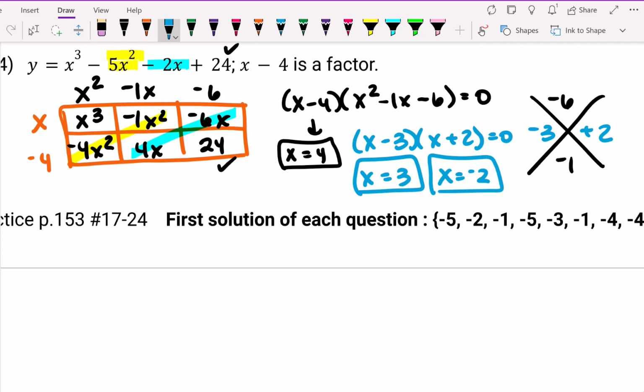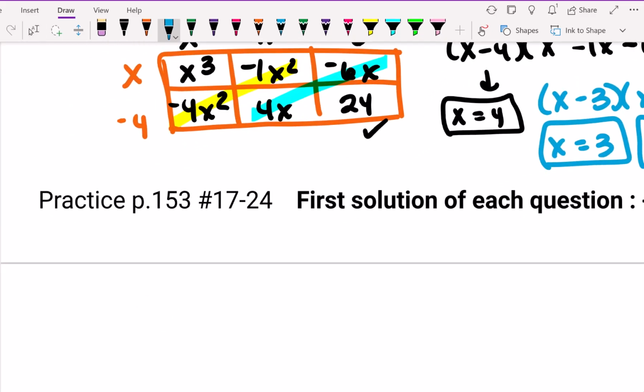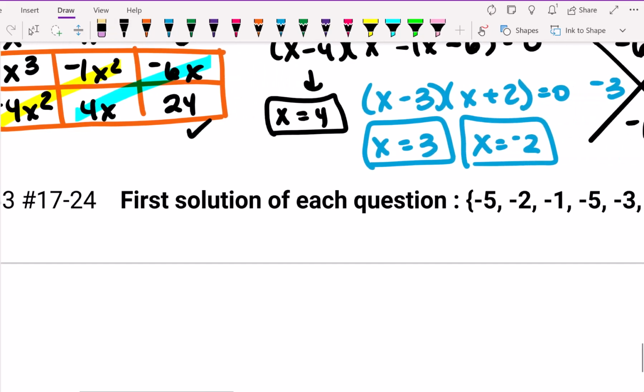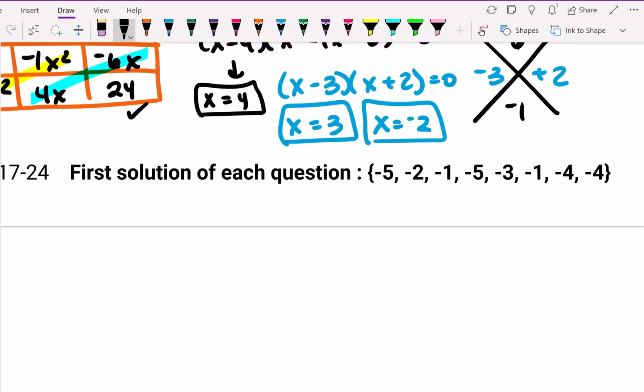Let's talk about the homework. So the homework is in your textbook on page 153. Regular students, you are going to do odds only. This is for regulars. But if you're in the honors class, you will be doing all of these problems. I have given you the first solution of each equation. You're going to have to change that into a factor. So question number 17, the first solution to that one is -5, which means that your factor would be x plus 5.